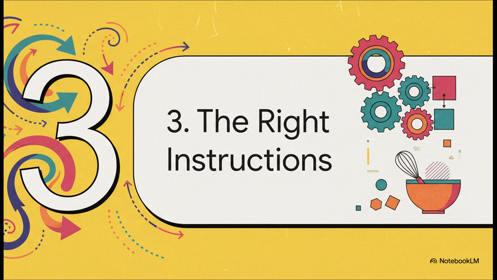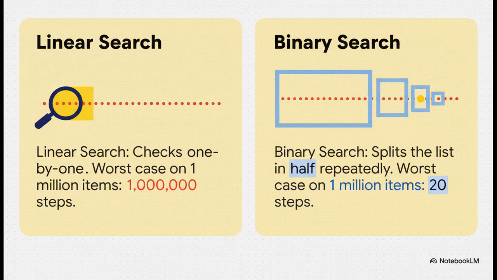Okay, so our data is perfectly organized. Check. Now we need the second half of DSA, the right recipe, or algorithm, to actually do something useful with that data. Let's look at a simple task, finding one item in a list of 1 million sorted items. A linear search would check them one by one, potentially taking 1 million steps. But a smarter algorithm, binary search, just repeatedly splits the list in half. Its worst case? Just 20 steps. 20! That's not an improvement, that is a complete game changer.